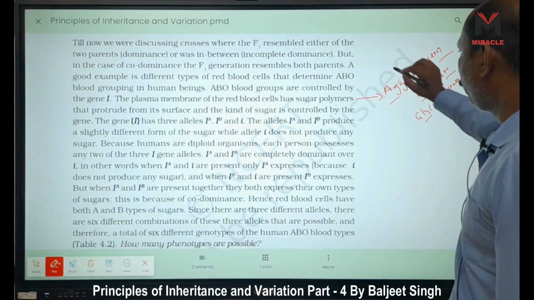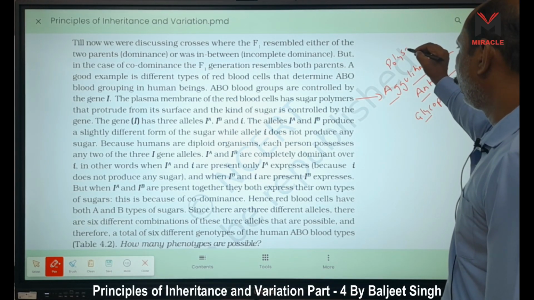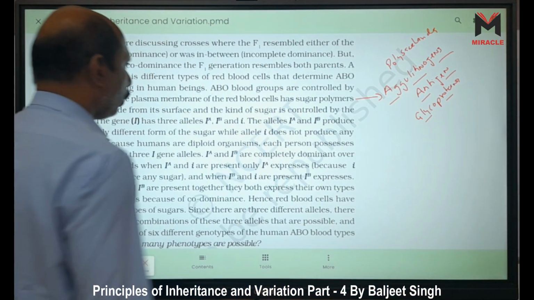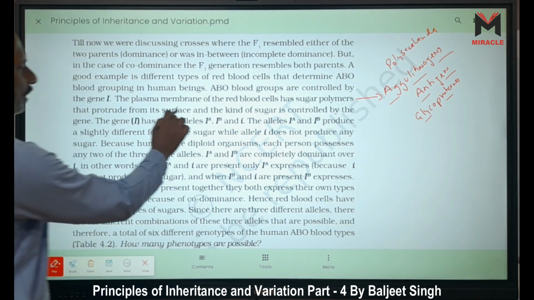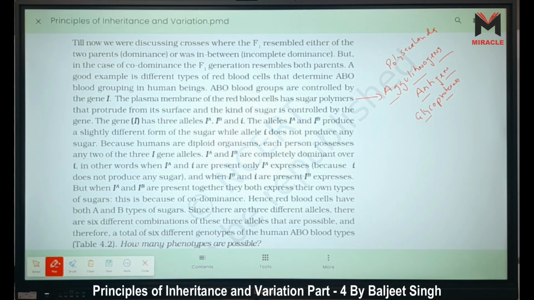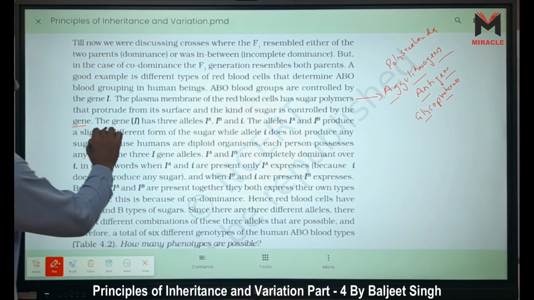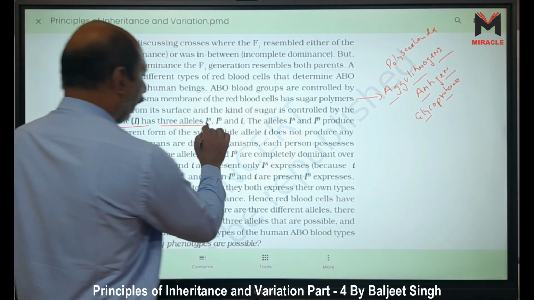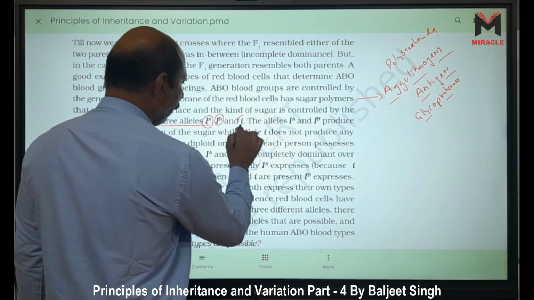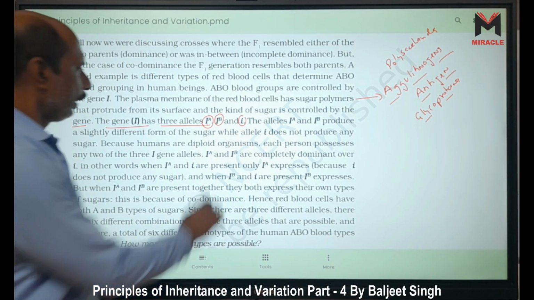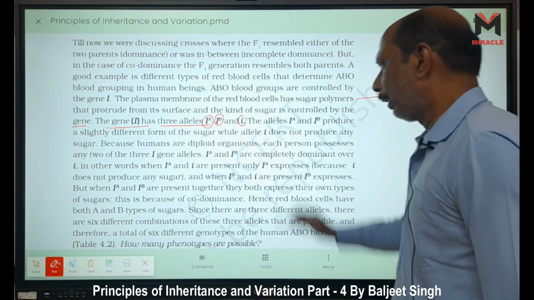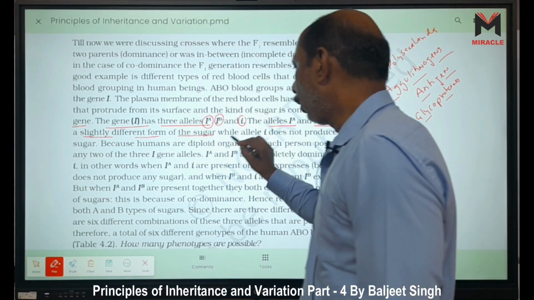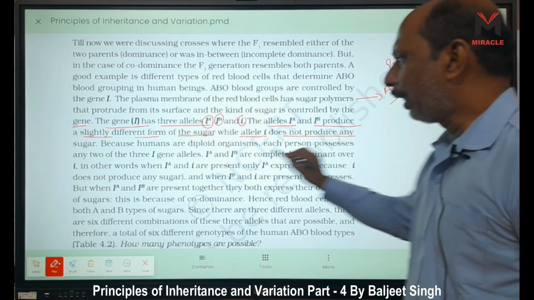Sugar polymer means we know polysaccharides. Specific types of polysaccharides are there, right? Sugar polymers that protrude from its surface, and the kind of sugar is controlled by the gene. The gene I has 3 alleles, polyallelic inheritance, right? IA, IB, and recessive i. Okay, these A and B are dominant over i. The alleles IA and IB produce a slightly different form of sugar, while allele i does not produce any sugar.